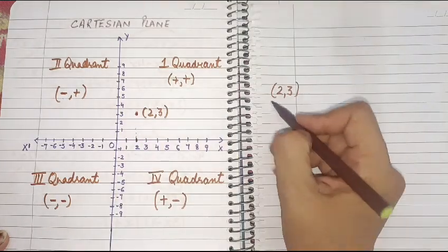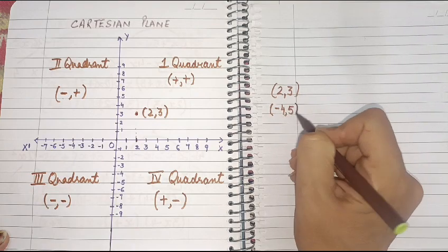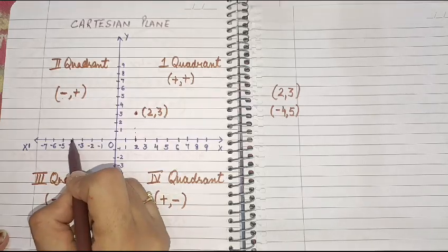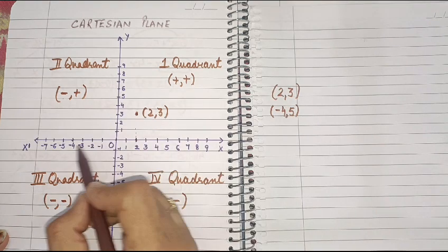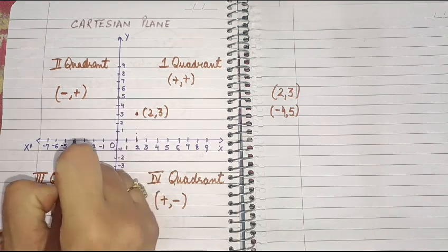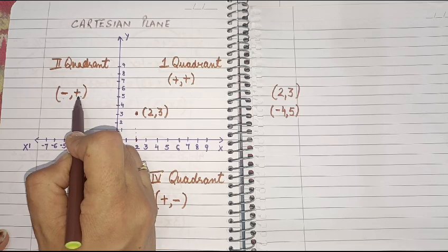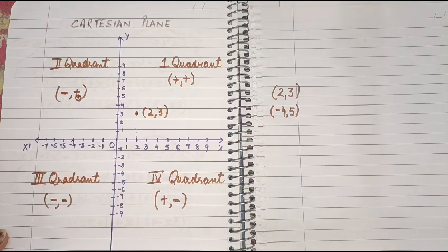Let's take one more example. Suppose you have minus 4 and 5. The first number is of the x-axis, this is my minus 4, and the second number is of y, which is positive 5. So at minus 4 I will start going up and I have to reach here at 5. So this will be my point. In this way we locate the numbers on the Cartesian plane.